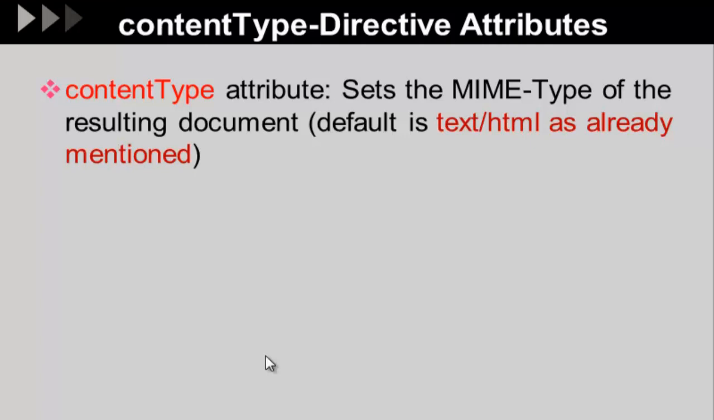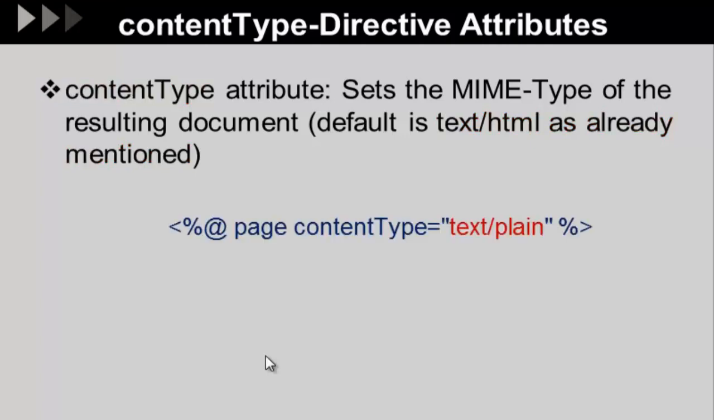Okay, so let's look at the next one. The next one is the content type. You are already familiar. Content type is text plain. What's the meaning of saying text plain? It's a text page. Treat it like plain ordinary text. If you say text HTML, what's the meaning of it? It's a text page. Treat it like an HTML page. So this is the content type.